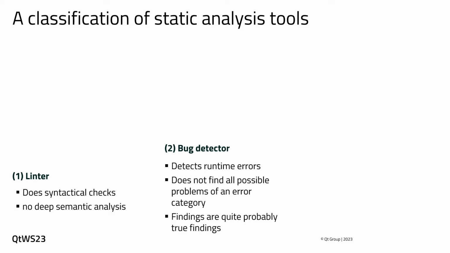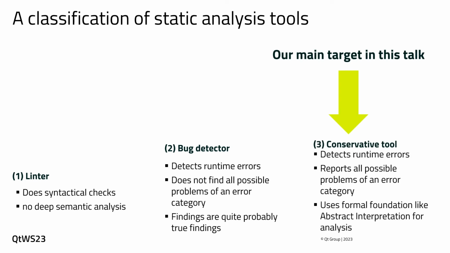There might be really something wrong there. Yeah? This is what their target and objective is. And then there's another category, the so-called conservative tools. Yeah? These are tools that also detect runtime errors, but here normally they try to report all possible problems that are in such an error category.